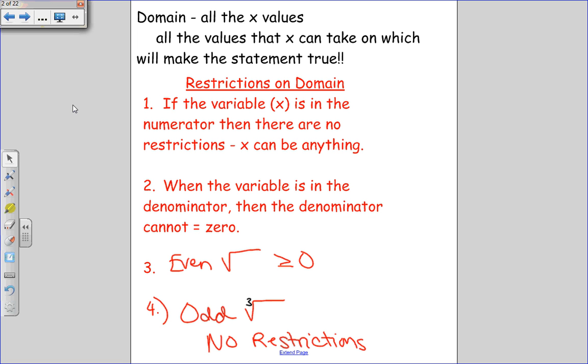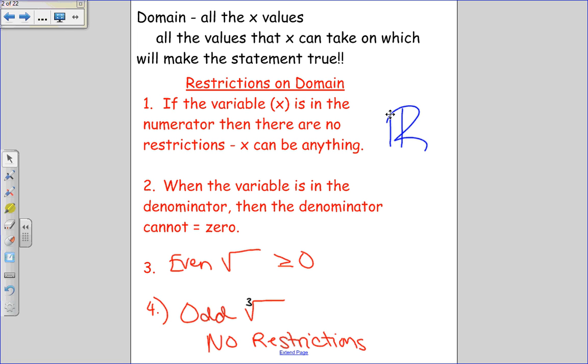Restrictions on domain. If variable x is in the numerator, then there are no restrictions, meaning x can be anything it absolutely wants. So what would you write here? Number 2, when the variable is in the denominator, it cannot equal 0. Why is that? Because when you divide by 0, it's not legal, right?